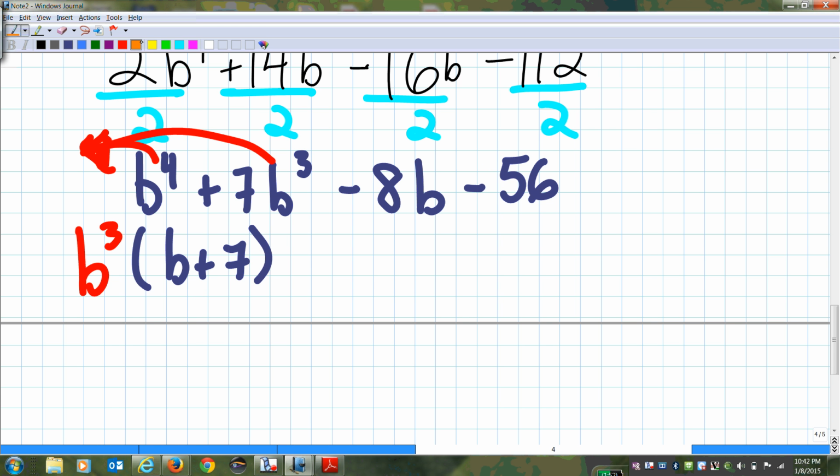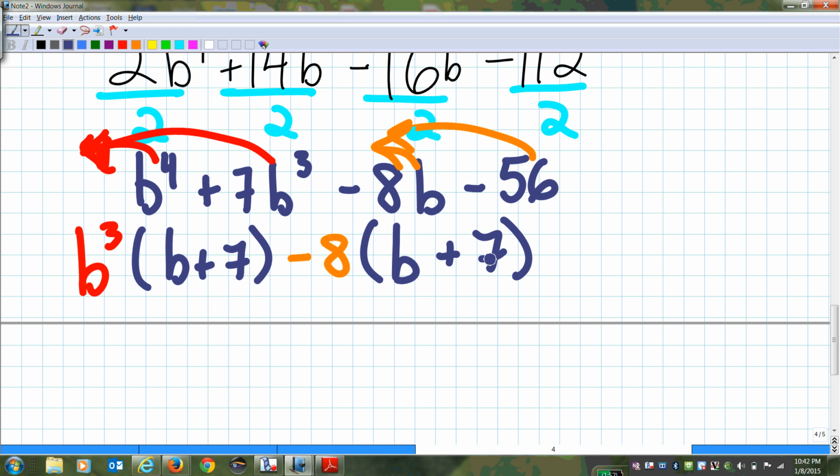Now here, we see we can pull out a negative 8. So I'm going to pull out negative 8, which is when you pull out negative 8, you end up with b. And if you pull out a negative 8, that's going to be plus 7. Why? Because 8 times 7 is 56. But if you pull out the negative 8, that's going to switch the sign here to positive.